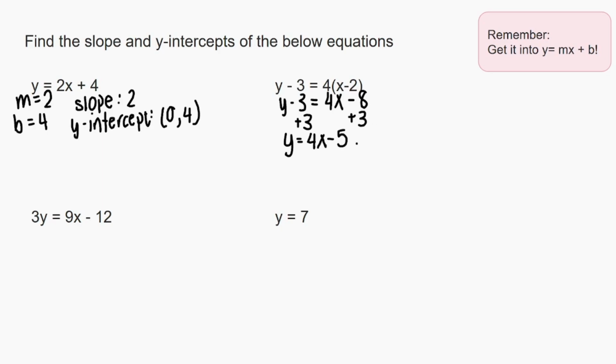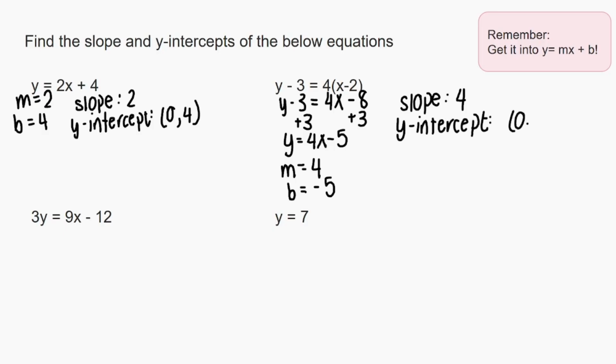Now that it's in slope-intercept form, we know that m equals 4 and b equals negative 5. Knowing that, we know that the slope is 4 and the y-intercept is (0, negative 5). Now let's look at this equation below. 3y equals 9x minus 12. While you might be tempted to say that the slope, or m, is 9, we have to remember that slope-intercept form only has one y on the left, right? And this has 3. So we have to divide it first.